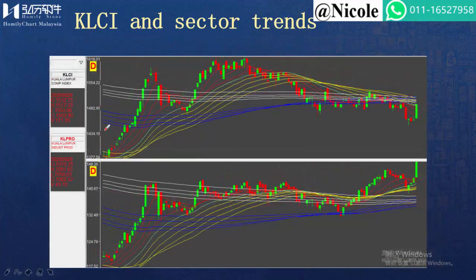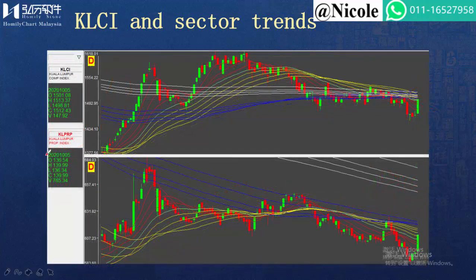And the next one is industry product. Okay, so if we see long-term trend, they are similar, because from obvious long-term downtrend to still long-term downtrend, but not that obvious. And then if we see midterm trend, they're different. KLCI is in midterm downtrend, but industrial product is in midterm uptrend. So industry product is a little bit stronger than KLCI now.